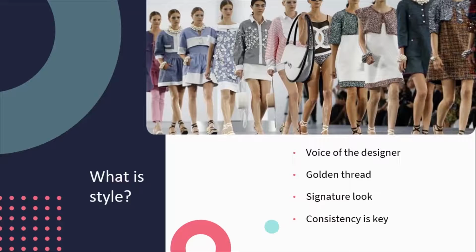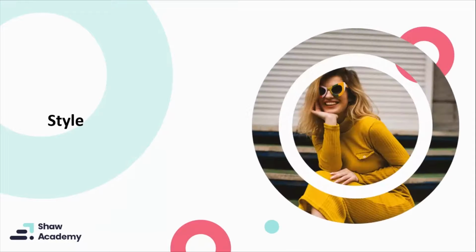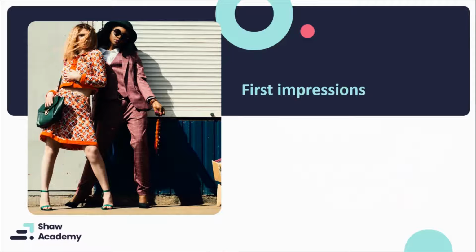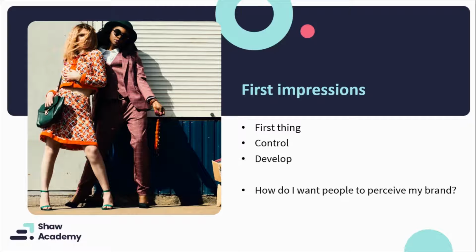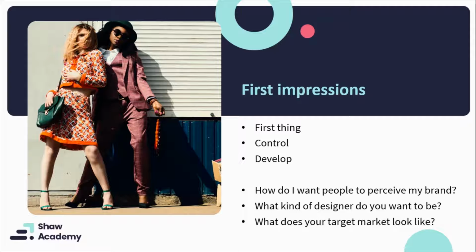Before we look at how to develop your design style, let us first define the word. Style is a distinctive appearance and manner of expression. Your physical appearance is usually the first thing people notice about you and gives people an idea of who you are. This is something you can control and develop. You need to ask yourself, how do I want people to perceive me and my brand? What kind of designer do I want to be? And what does my target market look like?